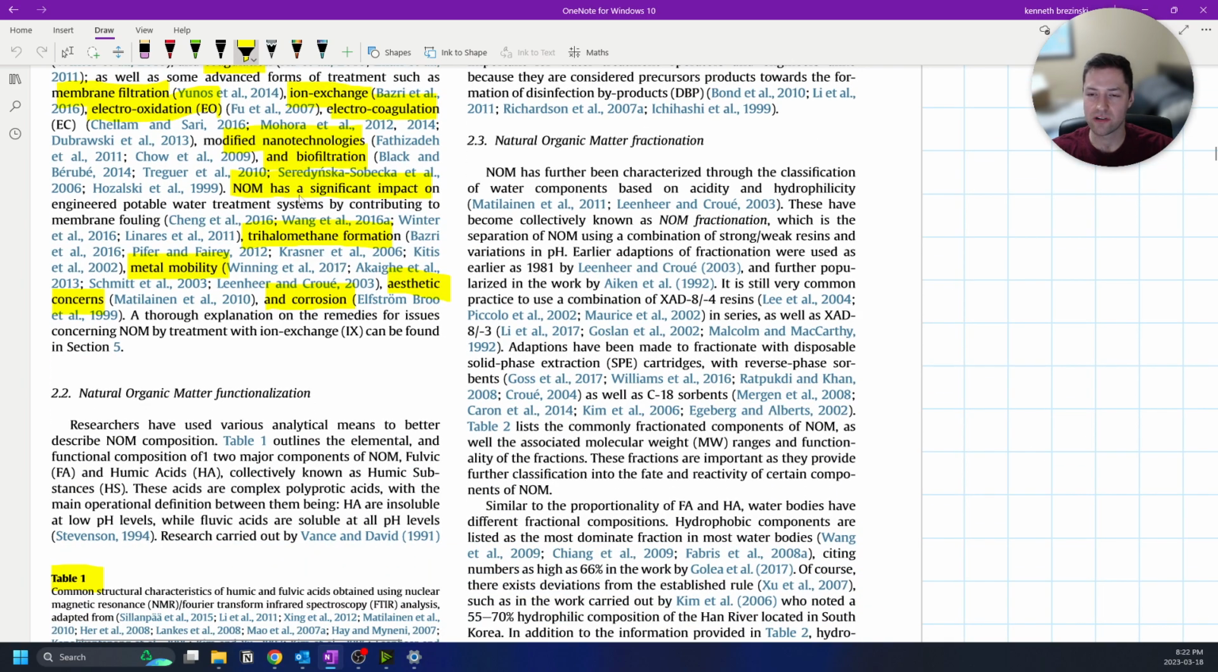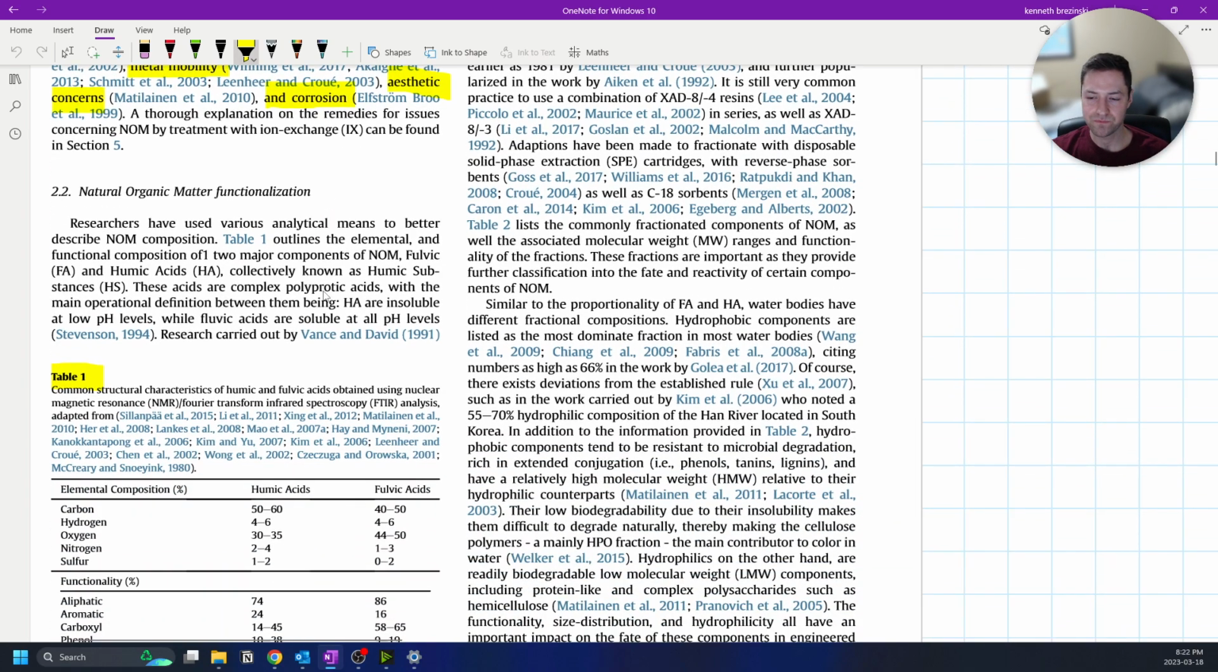And of course, natural organic matter itself has a significant impact on the engineering systems, because it contributes to things like membrane fouling. The more of these large compounds there are in the water, the faster you tend to clog certain pores and filters. And as I mentioned, trihalomethane formation, things like biodegradability, aesthetic concerns, and corrosion. So we're revisiting those same issues.